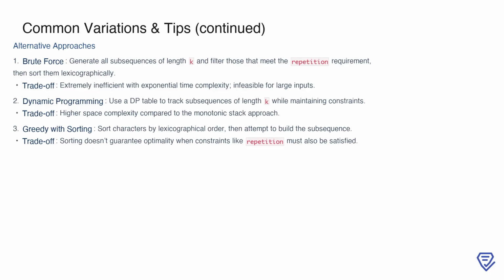Another option is dynamic programming, where you use a DP table to track subsequences of length k while maintaining constraints. This method can be effective but often involves higher space complexity compared to the monotonic stack approach. Finally, a greedy approach with sorting involves sorting the characters lexicographically and attempting to build the subsequence from there. However, this method doesn't guarantee optimality when constraints like repetition must also be satisfied. These alternatives highlight why the monotonic stack is often the best balance between efficiency and simplicity for this problem.